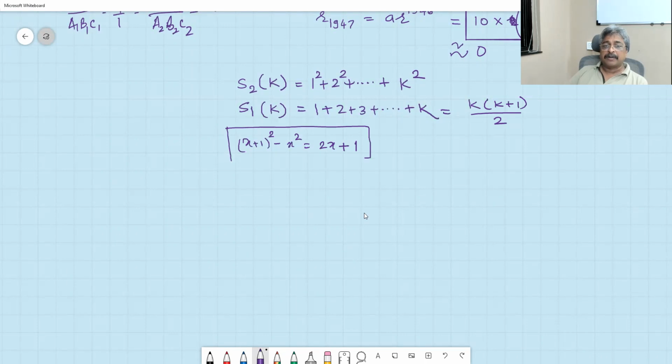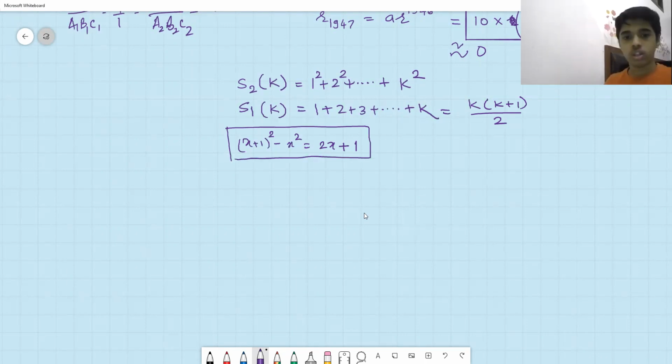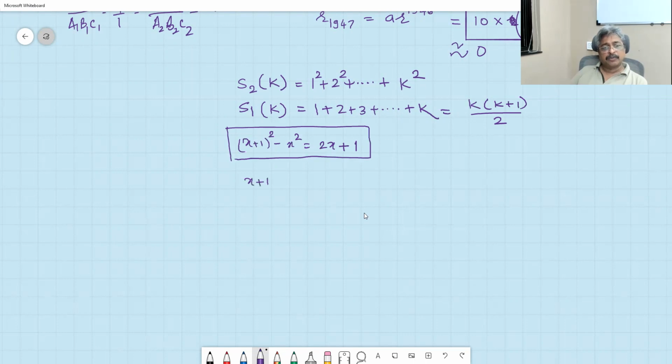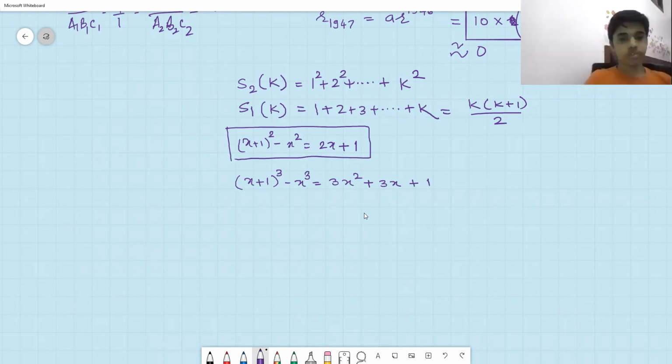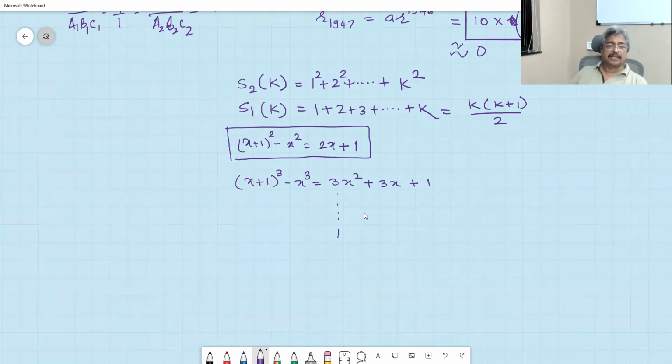This is a very important trick. And now if I want to do it for squares, I should start with x plus 1 whole cube minus x cube is equal to 3x square plus 3x plus 1. That's the entire exercise and you will get it eventually, which I am not doing because I want you to do it. The first term will survive. We are supposed to put x equal to 1 and last x equal to k.